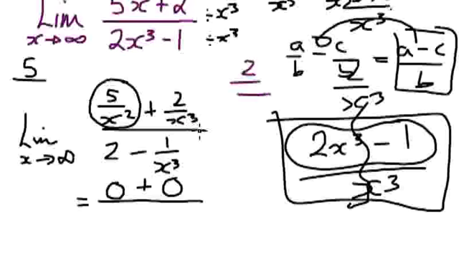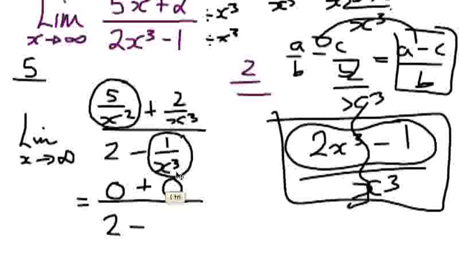Okay, and then you've got 2. Looking at this here now, you've got 2 take away this thing here as x approaches infinity. That will be 0. So here you've got 2 take away 0, which is just 2.